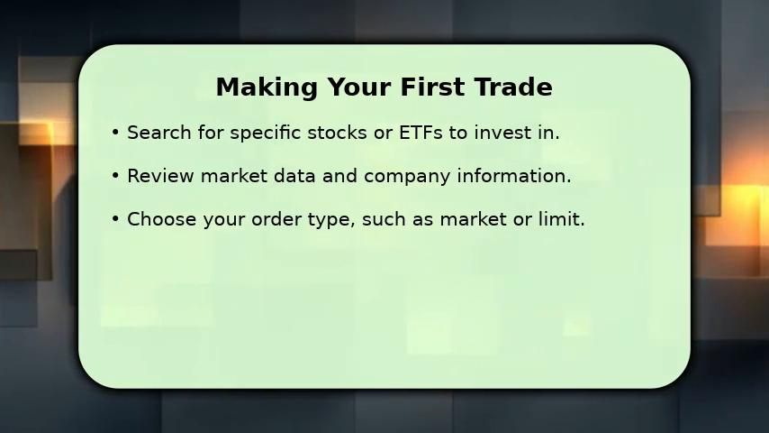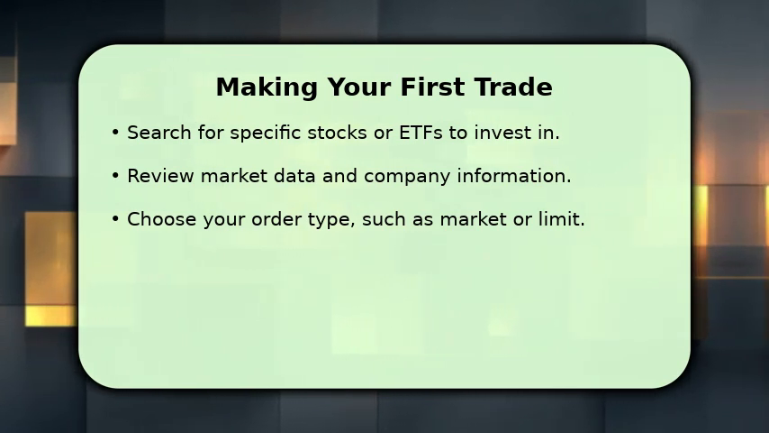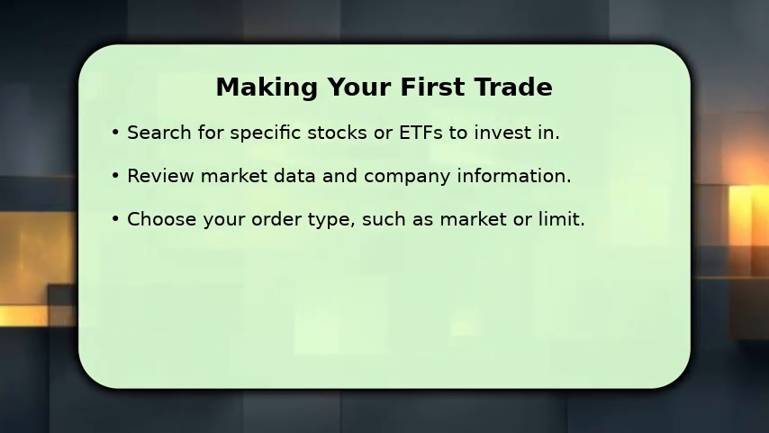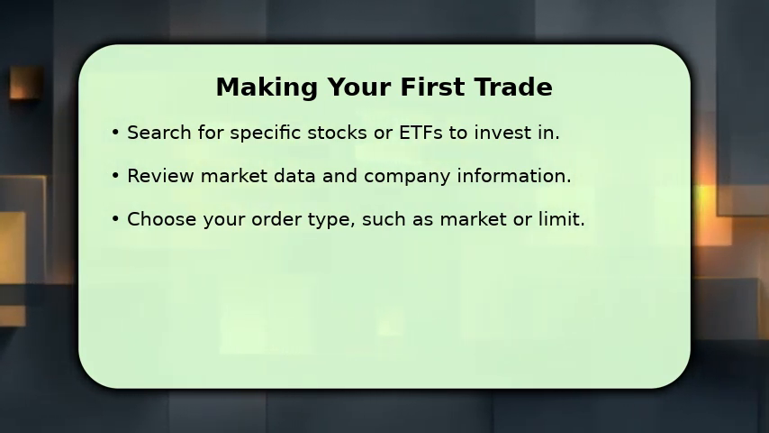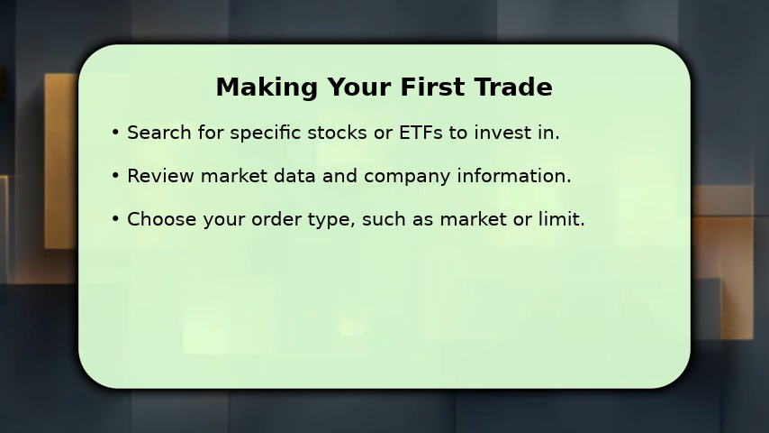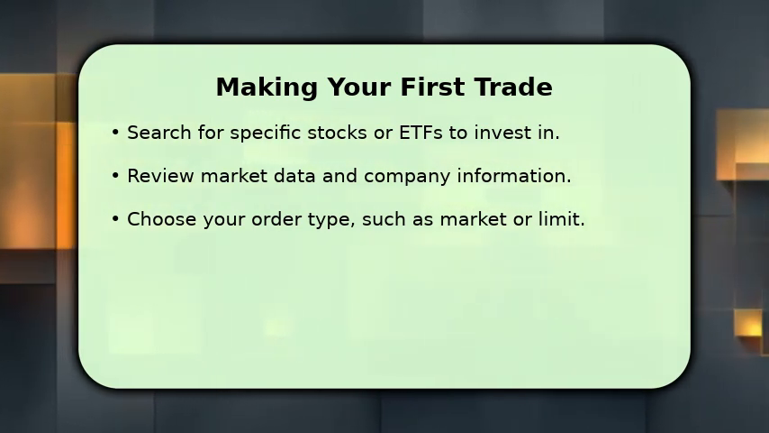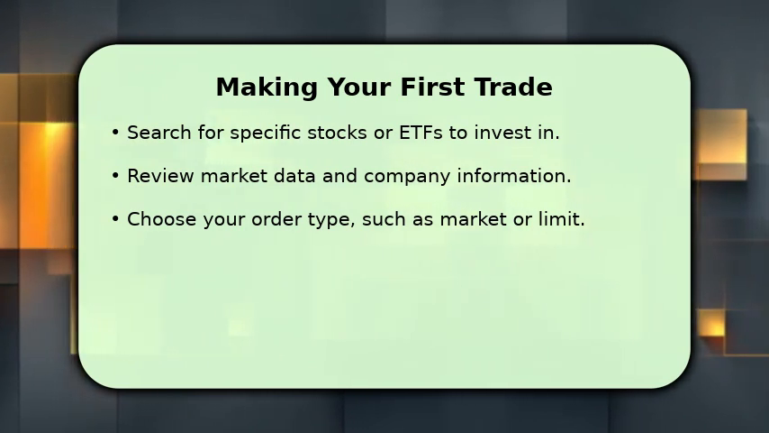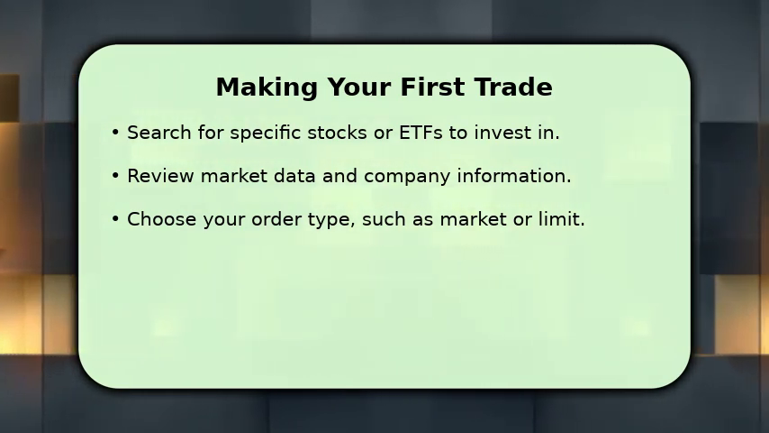Use the search bar to find specific stocks or exchange-traded funds you're interested in. Before buying, review the market data and company information provided within the app. When placing an order, you can choose between a market order, which executes at the current price, or a limit order, which lets you set a specific price. Enter the number of shares you wish to buy, review the details, and then confirm your trade.